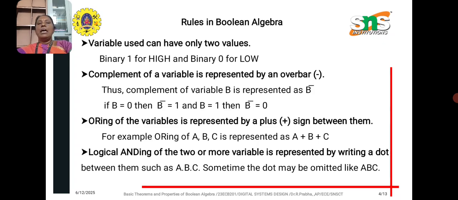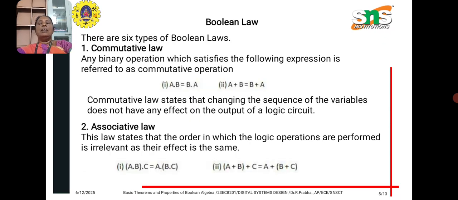The logical ANDing of two or more variables is represented by writing a dot in between the variables. For example, again taking the three variables a, b, c, the AND of three variables will be given by a dot b dot c. And now we will see Boolean laws.